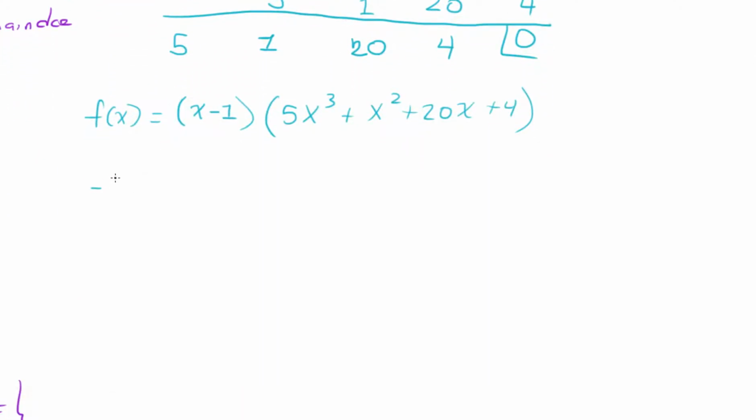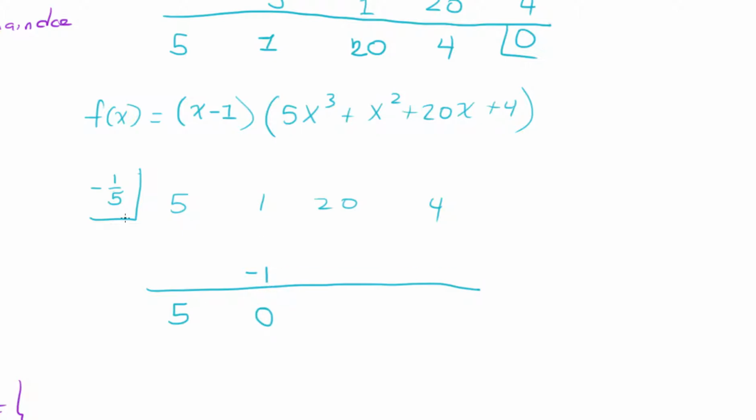Okay? Now, since I already know the answer, I'm going to jump to my next 0. So I'm going to try negative 1/5. And then now I'm going to divide this polynomial here. So 5, 1, 20, and 4. So we lower the 5. Negative 1/5 times 5 is negative 1. 1 plus negative 1 is 0. Negative 1/5 times 0 is 0. 20 plus 0 is 20. Negative 1/5 times 20 is negative 4. 4 plus negative 4 is 0.